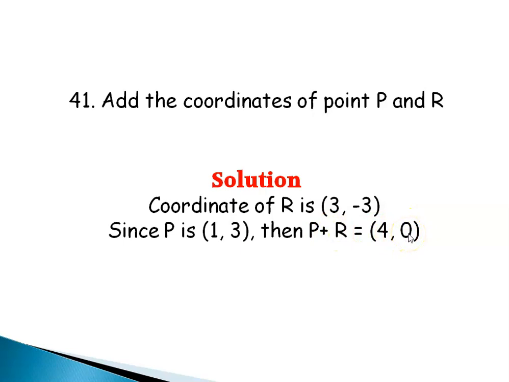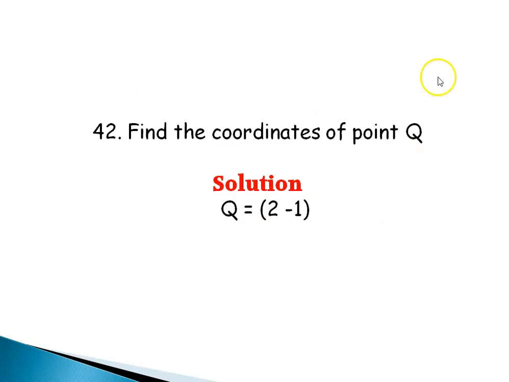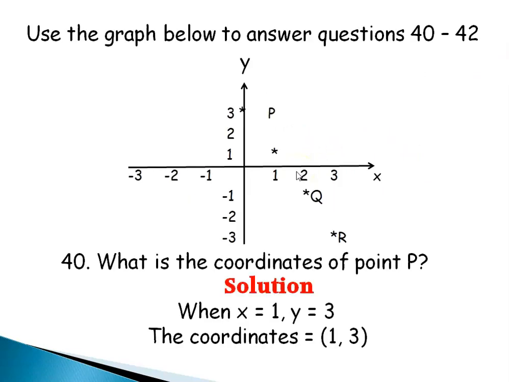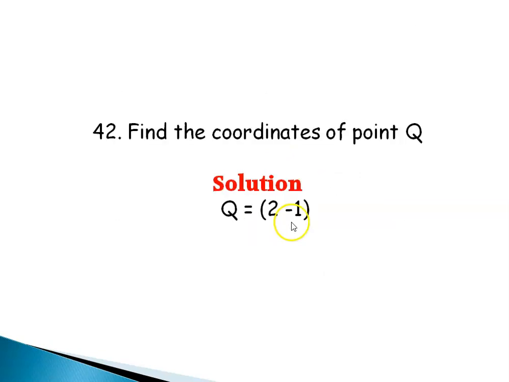Alright, the next question says, find the coordinates of point Q. Let's go back to the question. This is point Q. Your X is 2. You can see that, and your Y is minus 1. So that will be 2, minus 1. So this is it. The coordinate of point Q is 2, minus 1.